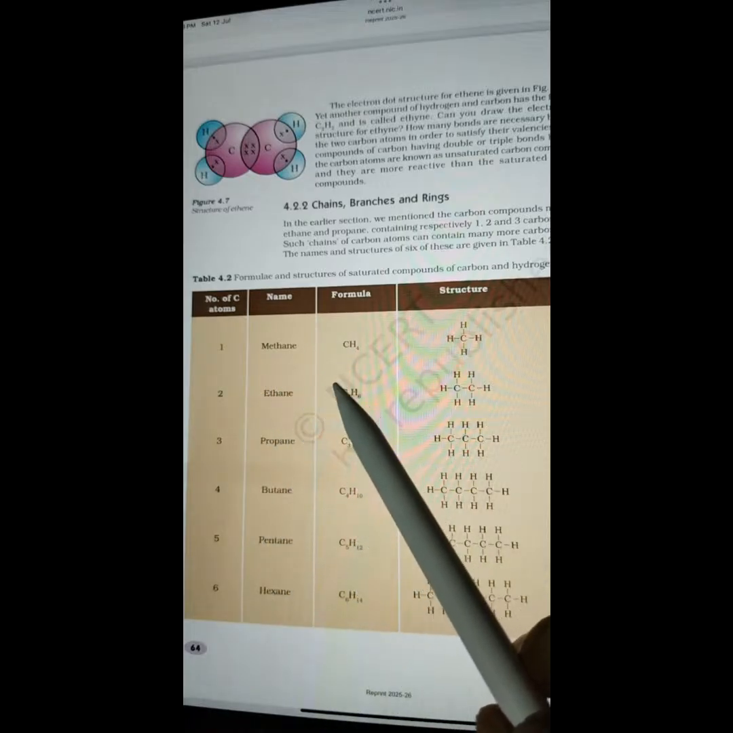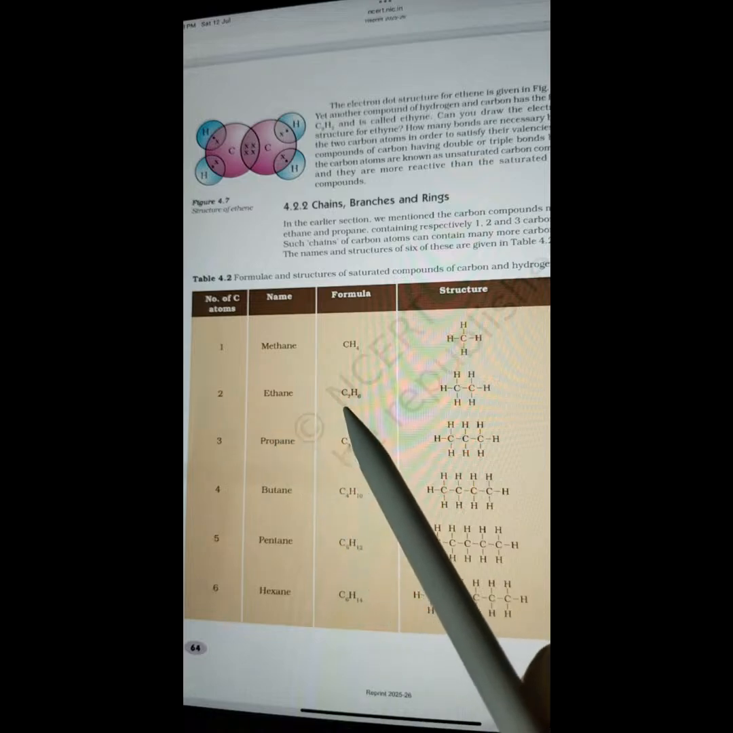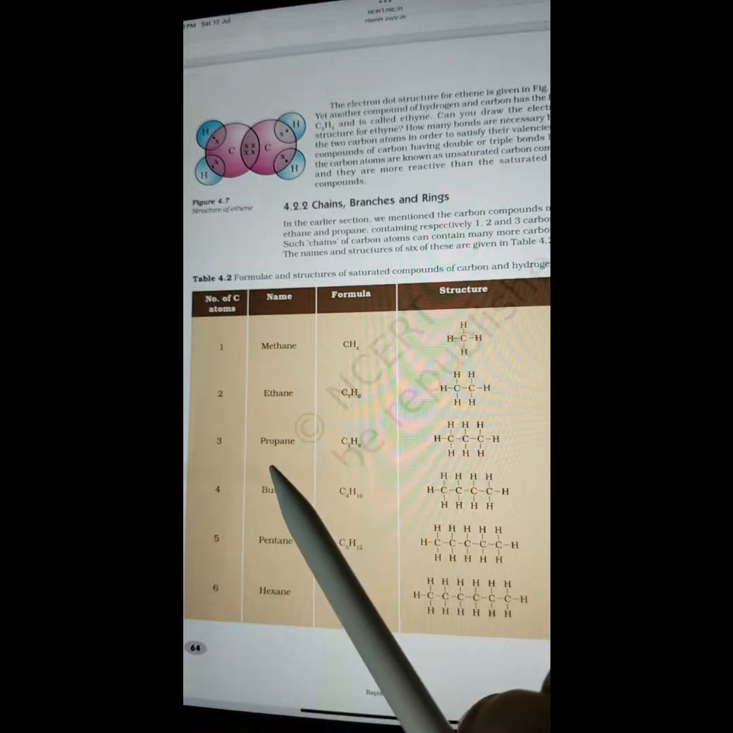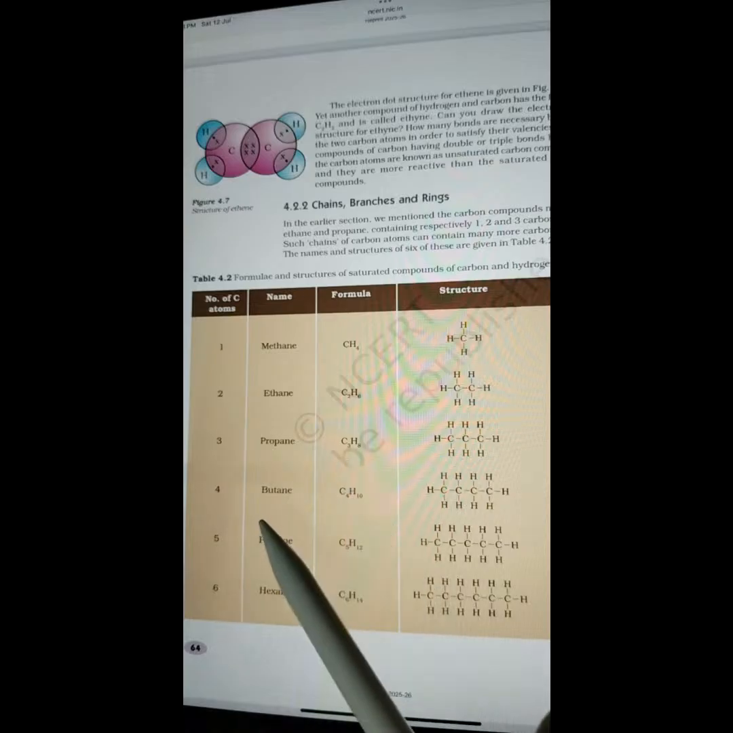Always remember, methane has just one carbon. Ethane is characterized by two carbons. Whenever you read the word prop, it means three. But, four. Pent, five. Hex, as the name itself tells you, 6.